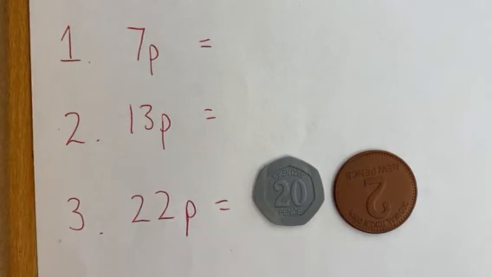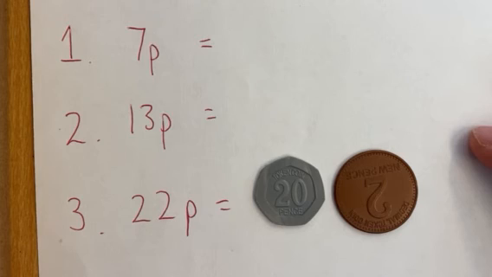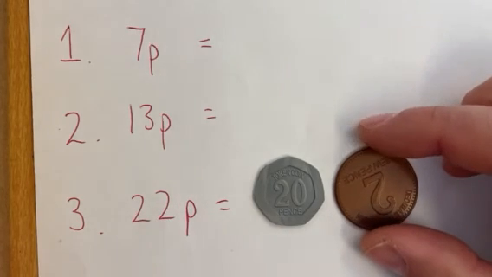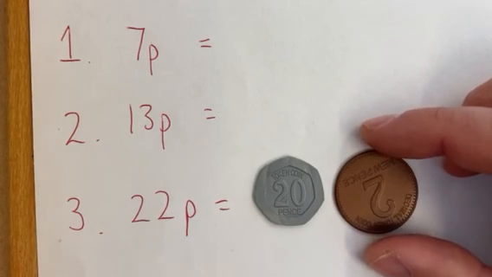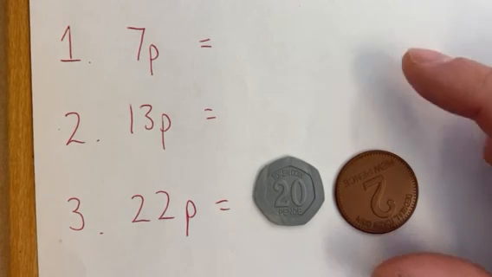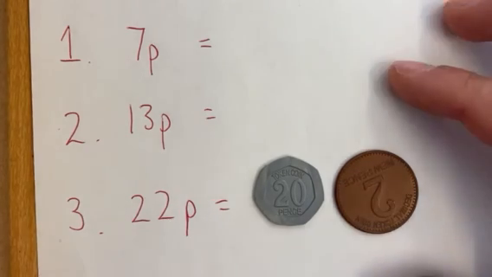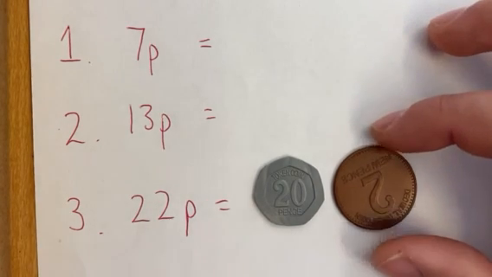In the resource section of your class dojo, there is an activity sheet where you need to make the total. You've got a selection of coins, and you'll need to circle the coins that are the easiest way of making that total. So try your best. The best of luck. Hwyl fawr.